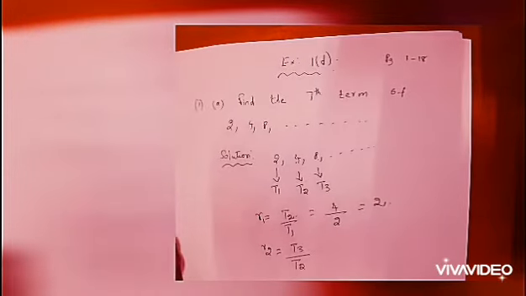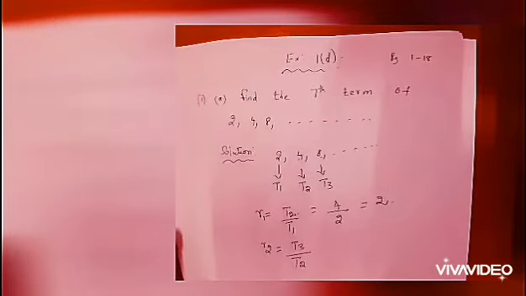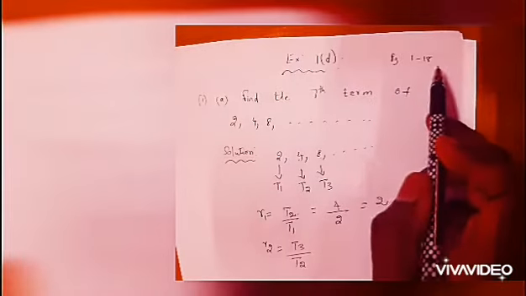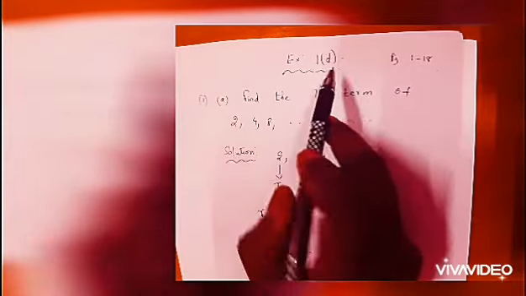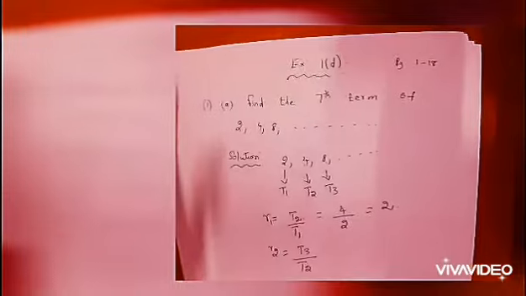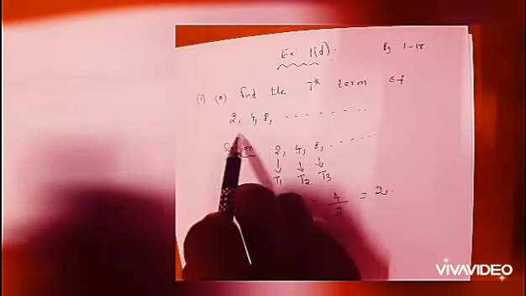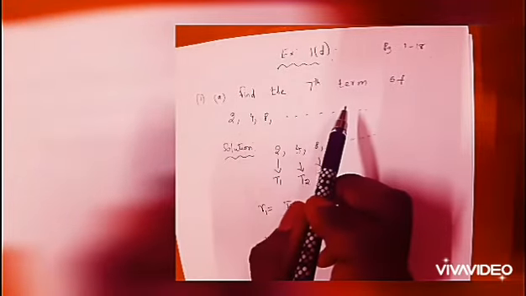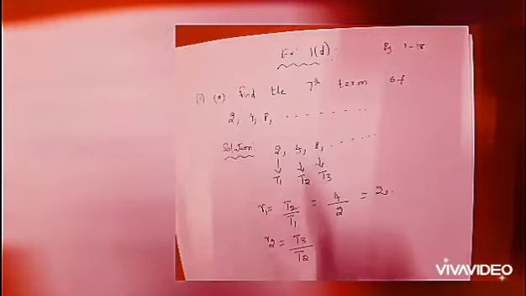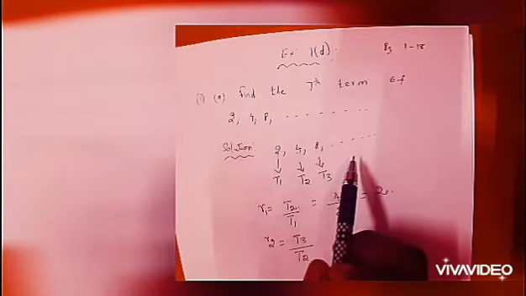Good morning students. Today we'll be discussing the problem based on geometric sequence. You can take page number 118, exercise 1D. The problem is, find the 7th term of the sequence 2, 4, 8. This is the given question. Write the solution. I have written the sequence 2, 4, 8. It goes on, it's an infinite sequence.